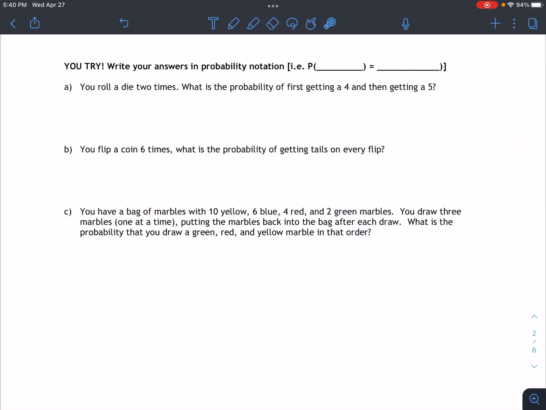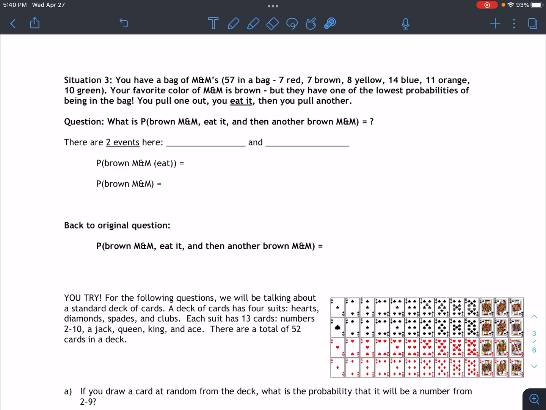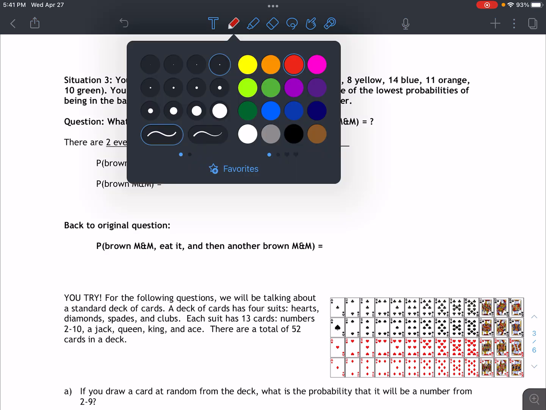All right, let's try our next topic. Our next topic is going to be a similar type of situation. So this one says you have a bag of M&Ms, 57 are in the bag. 7 of them are red, 7 are brown, 8 are yellow, 14 are blue, 11 are orange, and 10 are green. Our favorite color of M&M is brown, and so we're trying to figure out the probability of pulling a brown M&M, eating it, and then getting to pull another brown M&M. So this will feel similar to the last problem that we just did.